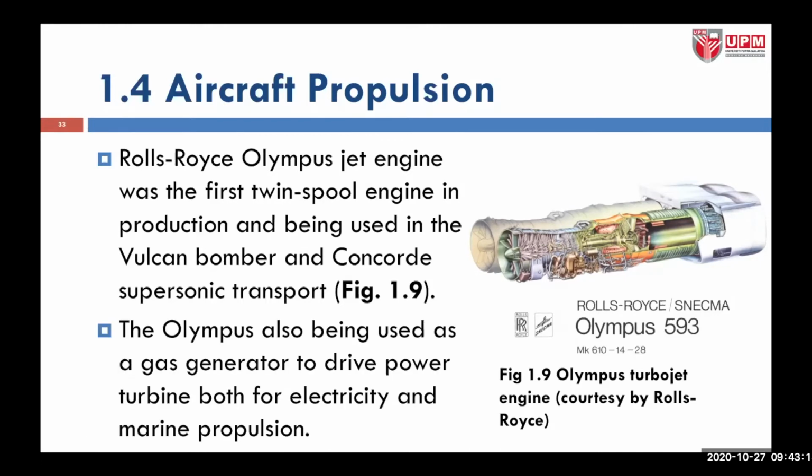The Olympus was also used as a gas generator. Apart from aircraft propulsion, it was also used to drive a power turbine for land-based electricity generation, and it is also used in ships for marine propulsion. So the same gas turbine engine can be used for land-based as well as marine propulsion applications.